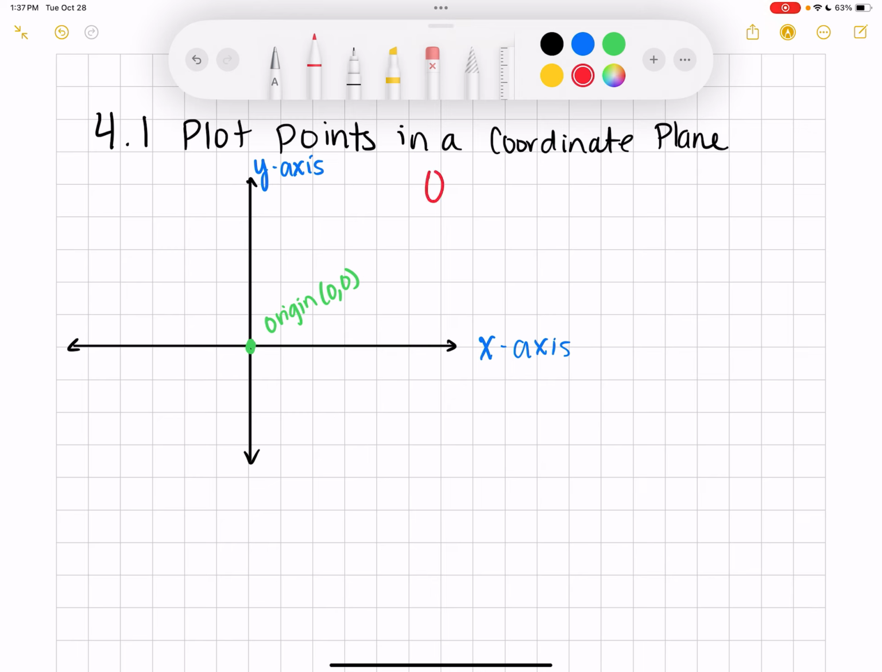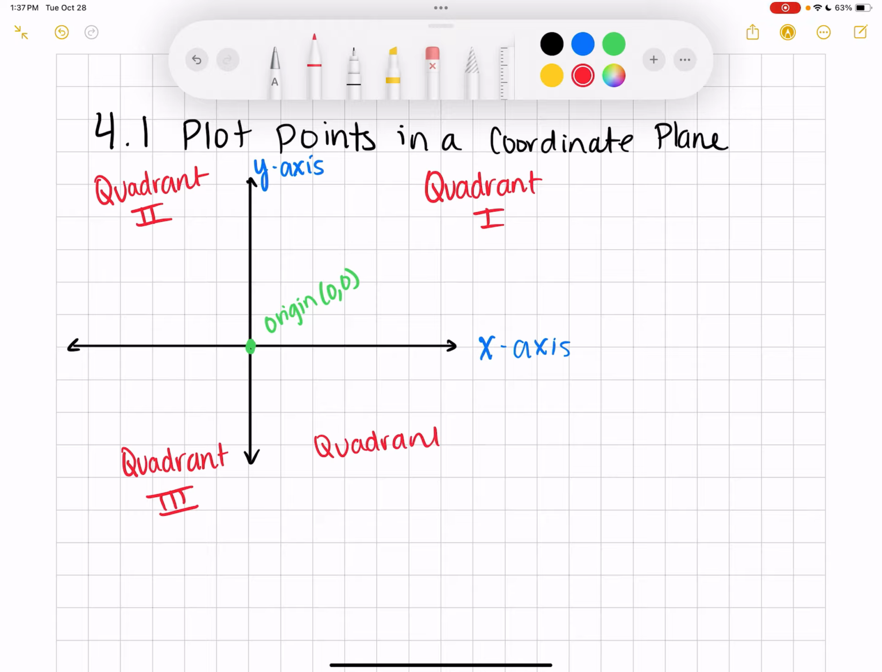This is quadrant 1, quadrant 2, quadrant 3, and quadrant 4. How many boxes should we get on? It doesn't matter. We're not actually plotting anything. We're just writing on this one.